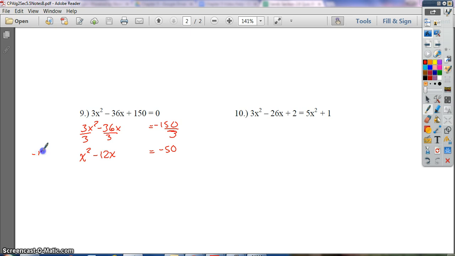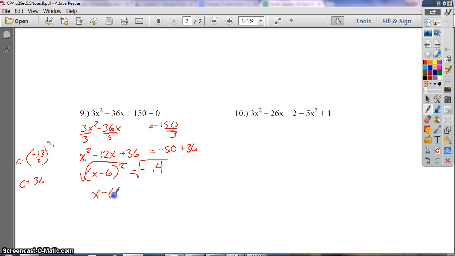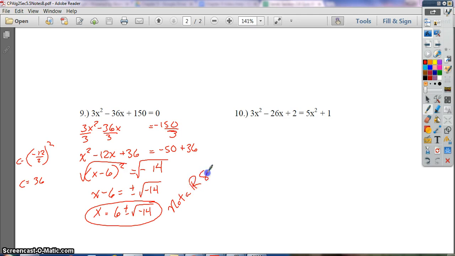We're going to take half of 12, which is negative 12, and then we're going to square that. So that's going to be negative 6 squared, which is 36. We're actually going to be adding 36 to both sides. This is x minus 6 squared as a perfect square. This is going to be equal to negative 14. So it looks like we have an imaginary answer here, which is not real. But let's get through this. Plus or minus the square root of negative 14. Add 6 over. So this is 6 plus or minus the square root of negative 14. Not a real solution. Okay.